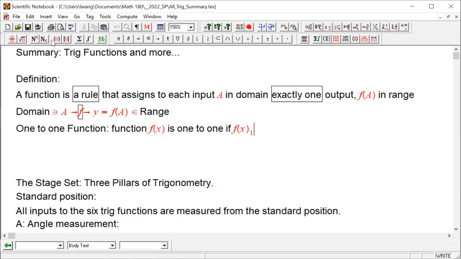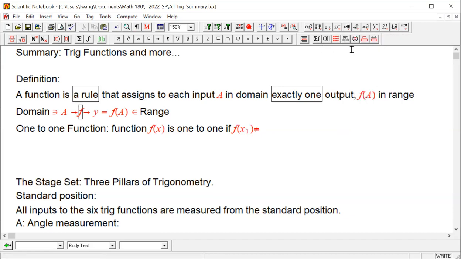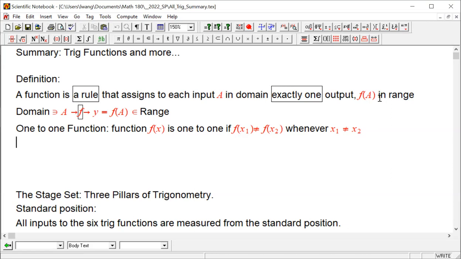So x sub 1 is not equal to x sub 2, then f of x1 is not equal to f of x2, whenever the inputs are different. Okay, if we recall that definition, and I think I recommended you guys have those concepts in flashcards. So when I talk about this, you understand what I'm talking about.